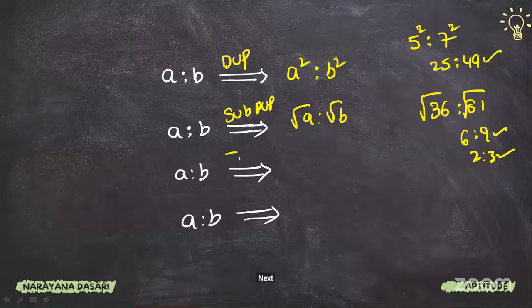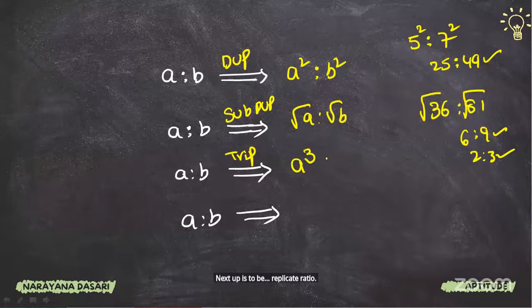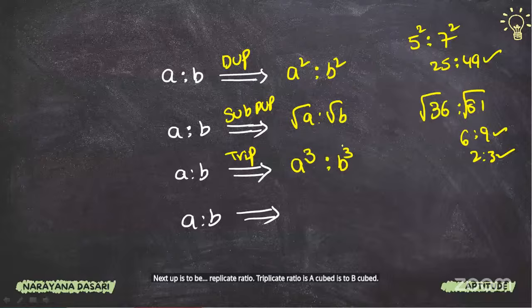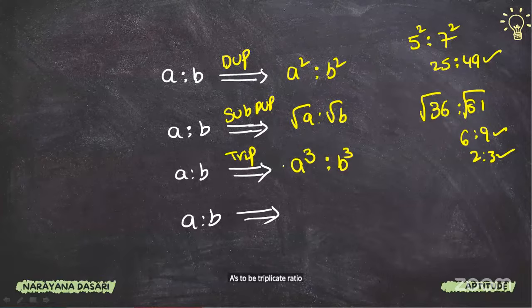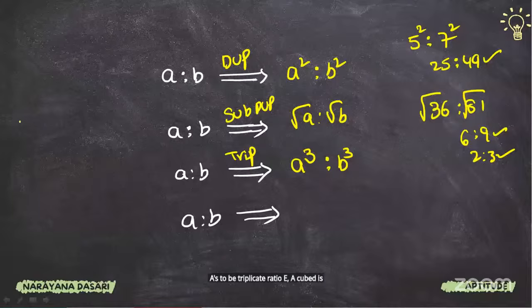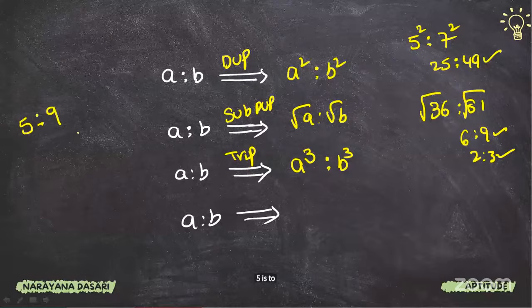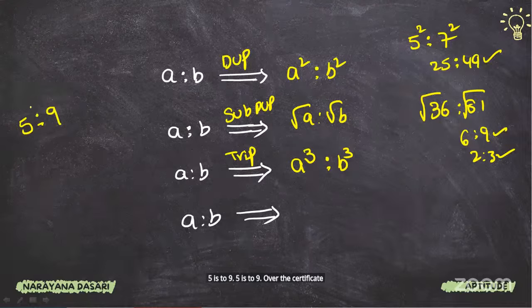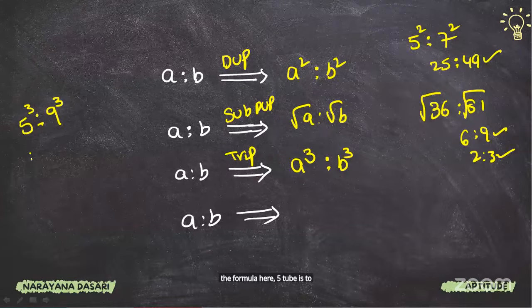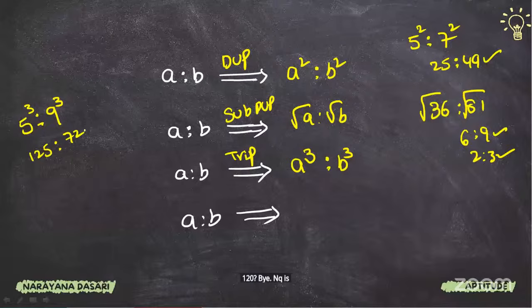Next A is to B triplicate ratio. Triplicate ratio is A cube is to B cube. For example, guys, here 5 is to 9. What is the triplicate ratio, guys? The formula here 5 cube is to 9 cube. 5 cube is how much, guys? 125. 9 cube is how much, guys? 729. That is the answer, guys, here.